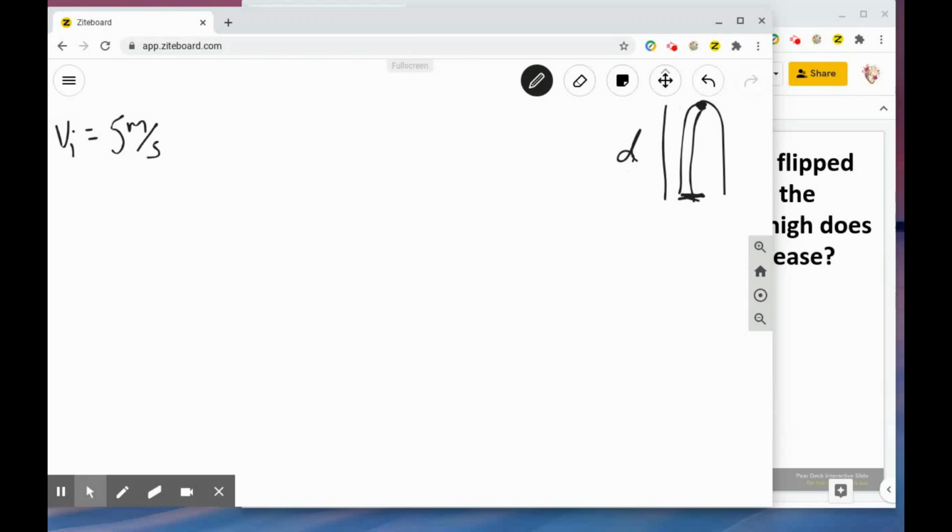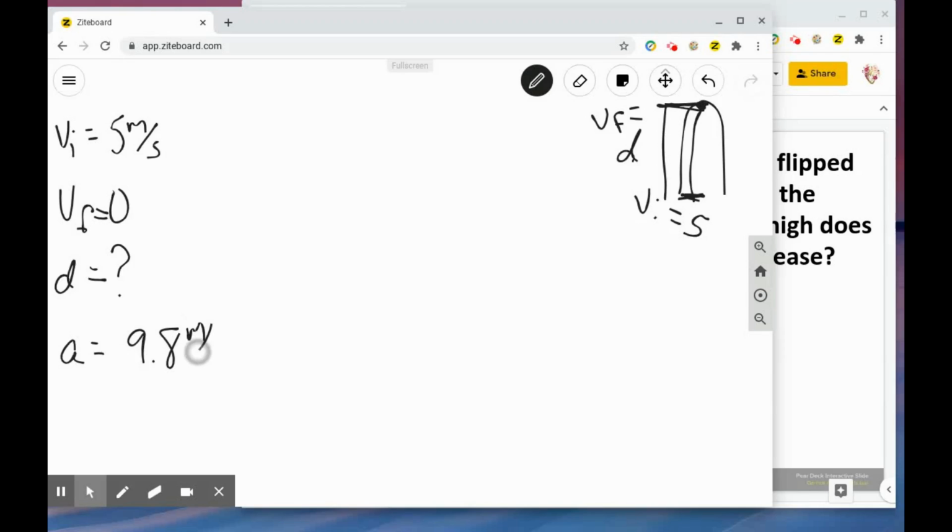So if we know that the VI at the bottom is 5, the VF at the top, where it's slowed down to the point of stopping, is 0. So we can say VF is 0. We're looking for D. And the other variable that they don't tell us, but we know, acceleration, is 9.8. But also, it's slowing down, so it's going up in the air, so it's going to be a negative 9.8.